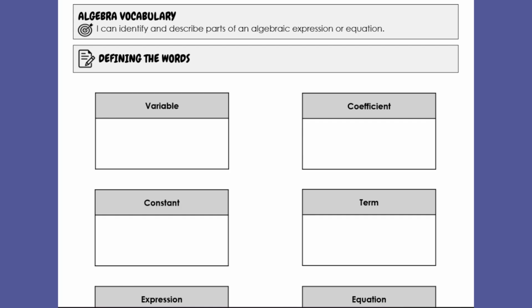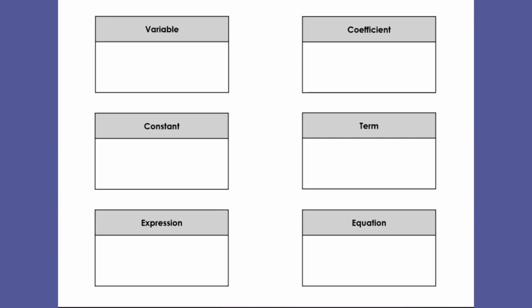Today's lesson is a vocabulary lesson. Our learning target is I can identify and describe parts of an algebraic expression or equation. So our vocabulary lesson has to do with all those algebra words. If I scroll down, you can see the words that we're going to be defining today are variable, coefficient, constant, term, expression, and equation. These are words you probably often heard your math teacher say, but it's important that you understand what the words actually mean because they're super foundational for any algebra skill that you're going to learn.